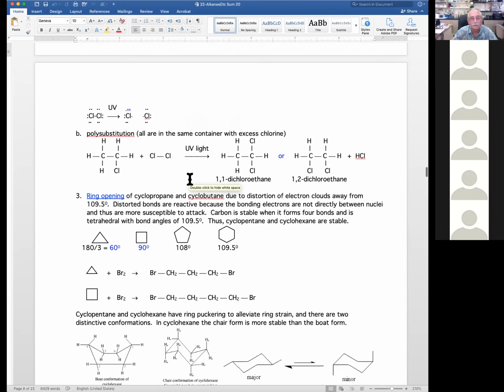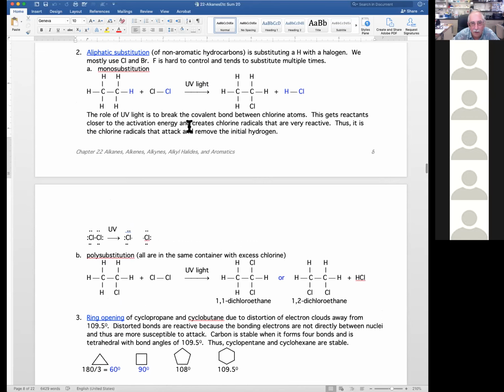But what I really wanted to get to is the poly substitution. So now I have this in a container, I have that in a container, I shine light on it, and I start to have this, this, this, and this in the container. So why could this not continue to react with this? Well, it can.